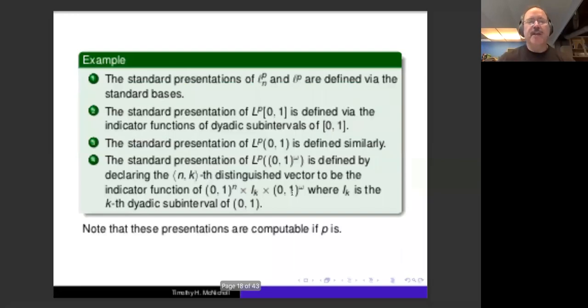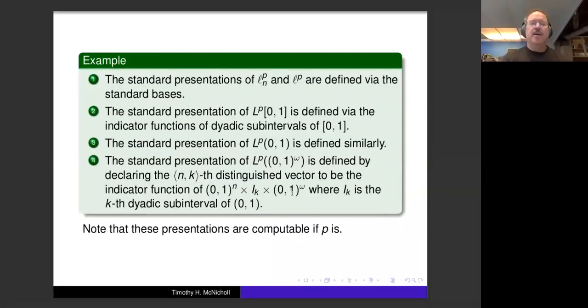How about the Lebesgue spaces? How do we present those? Well, the standard presentations of little l^p and little l^p of n are defined by just the standard bases for those spaces, and it's easy to see that those are computable. For the standard presentation of L^p[0,1], we just take indicator functions of the dyadic subintervals of [0,1], and it turns out that's linearly dense in L^p[0,1].